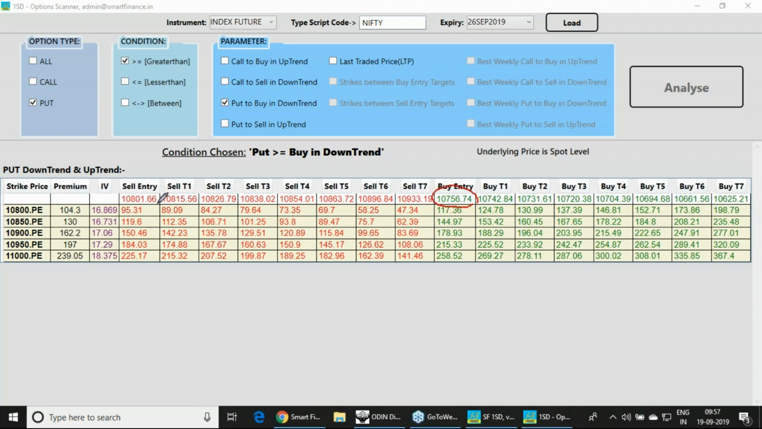And if you want to hit the stop loss, that is, after buying a put option, if the Nifty spot goes to 10,802, you book a loss and come out. So this is what it is.